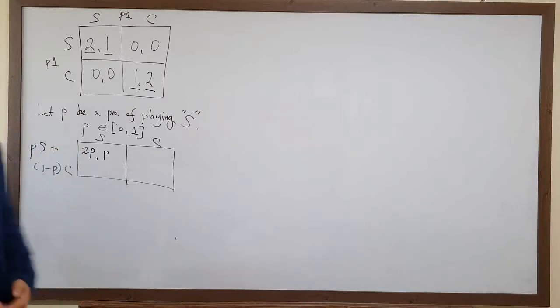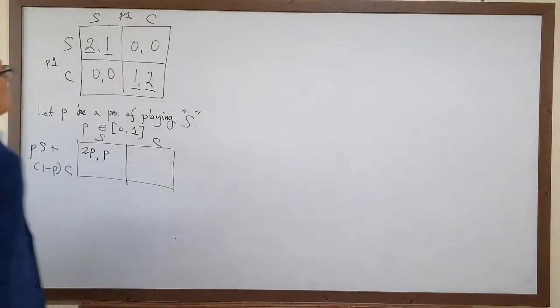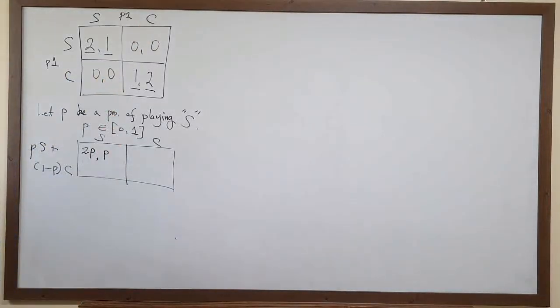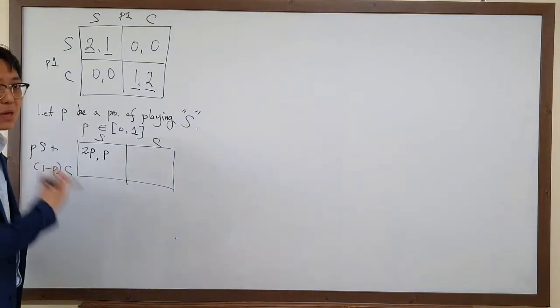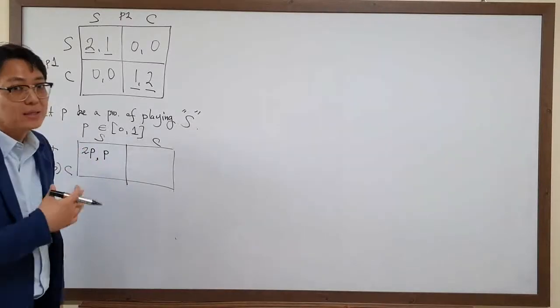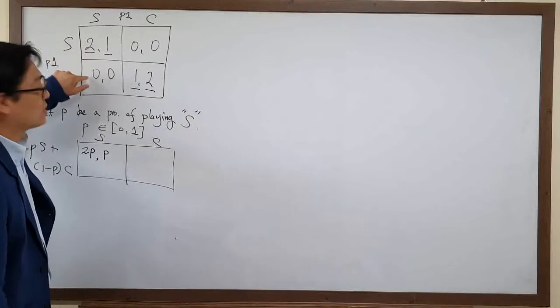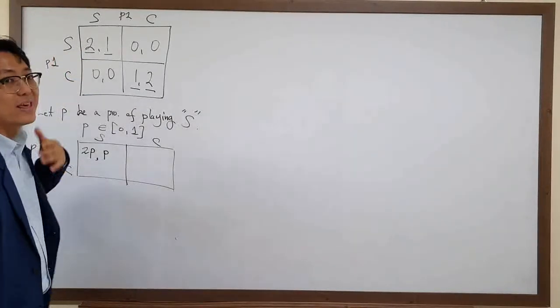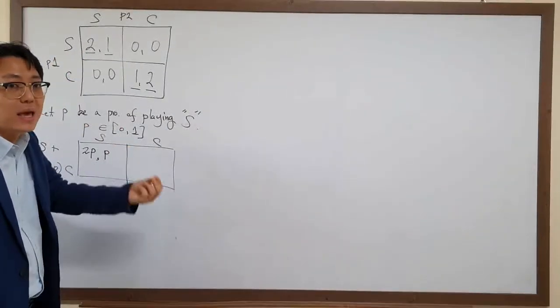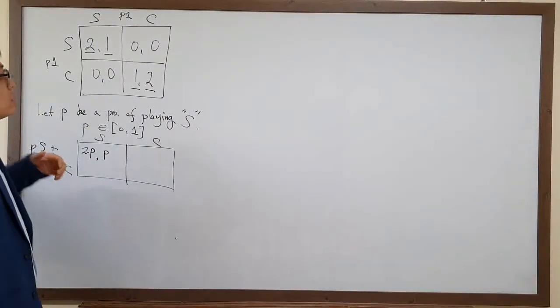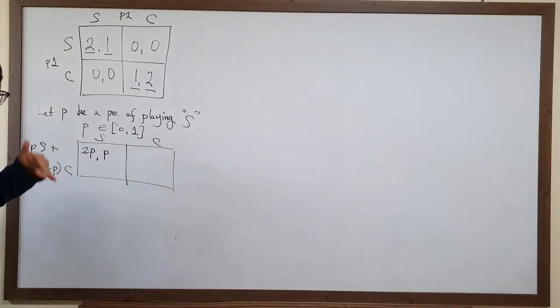So that is the expected payoff. Now look at this. If the player 2 is playing C, and I'm playing PS plus 1 minus P times C, then my expected payoff is an expected payoff, not a realized payoff. Realized payoff will be 2 or 0. I don't know. I can only expect, with people playing this game, people rolling a dice, people pushing the button, people starting the game.